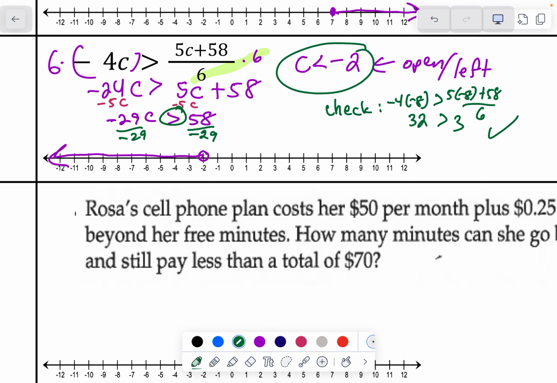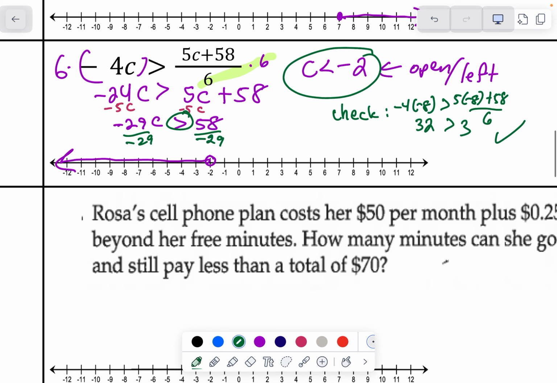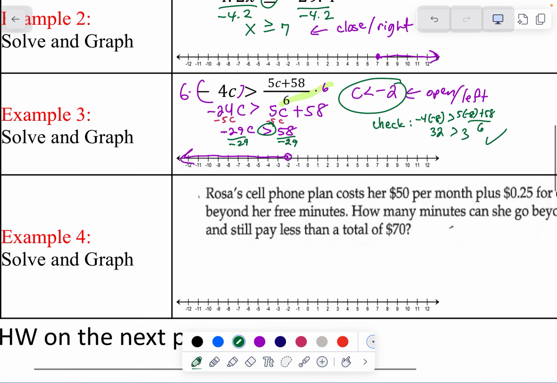Okay? So the main thing I want to remind you again: if you multiply or divide by a negative, flip the symbol. Otherwise, it acts just like an equation. You can add or subtract whatever you want. You can multiply and divide by positives. Nothing else hurts it. Any questions about example 3?